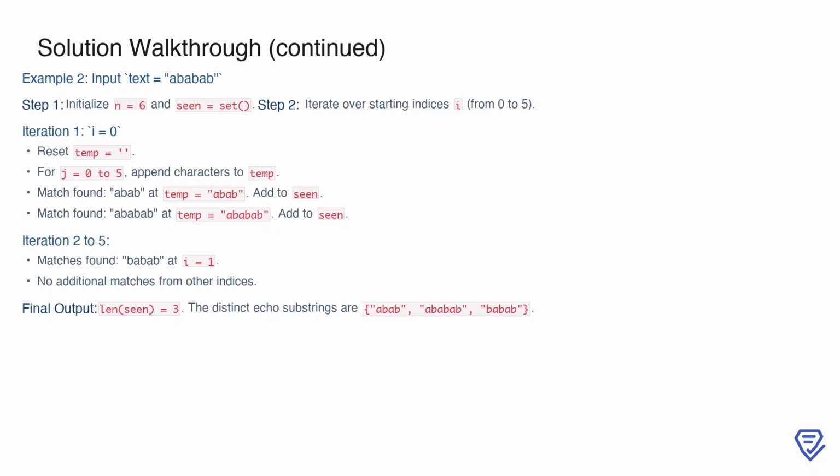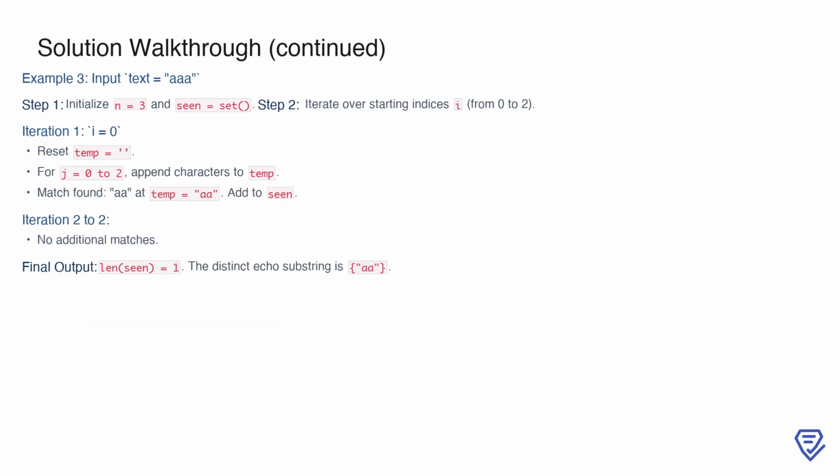In the next iterations, starting from i equals 1, we find one additional match, babababab. Here, the first half bab matches the second half bab, so we add it to the seen set. For the remaining iterations, no new matches are found. The final distinct echo substrings are abab, ababab, and babab, and the size of the seen set is 3.